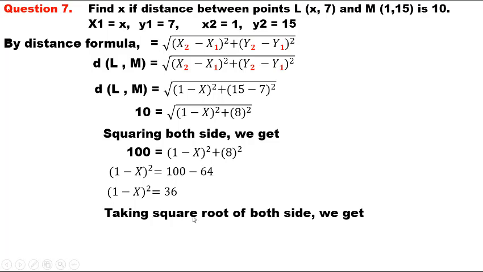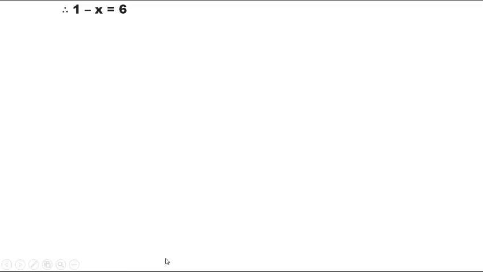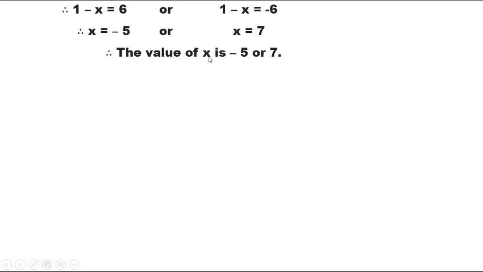Taking square root of both sides, we get 1 minus x is equal to under root of 36. Therefore, 1 minus x is equal to plus minus 6. 1 minus x is equal to 6 or 1 minus x is equal to minus 6. x is equal to minus 5 or x is equal to 7. The value of x is minus 5 or 7.